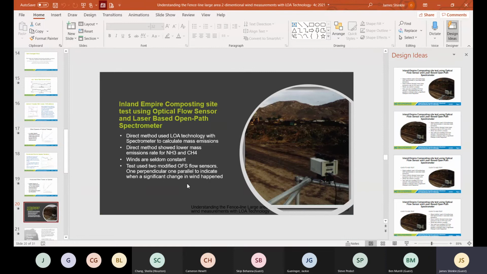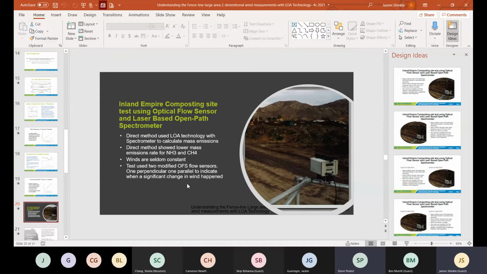And when we did the one with the South Coast Inland Empire, we used 2 modified sensors, and we did one perpendicular and one parallel to indicate when there's a significant change in the wind happening. So that was one way you can set up. There's a lot of different ways you can use it. We would meet with the facility and help them determine what they want to do. Now, OSI can build weather stations, and we can also do met towers.